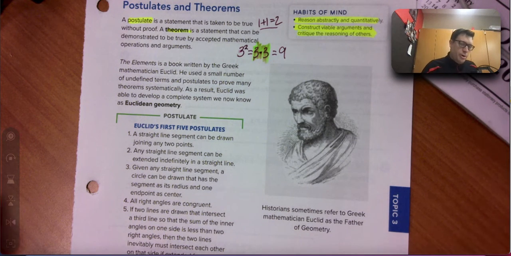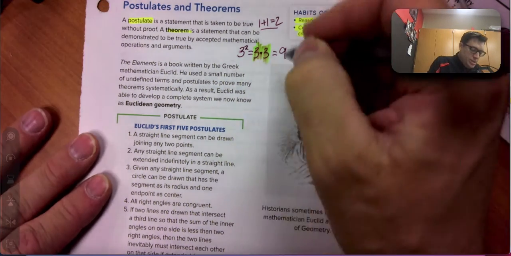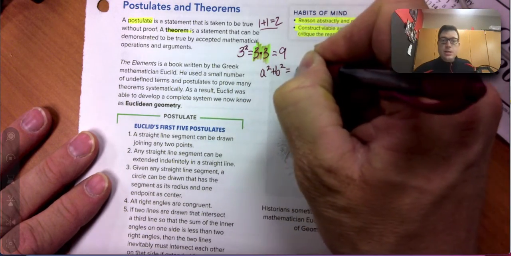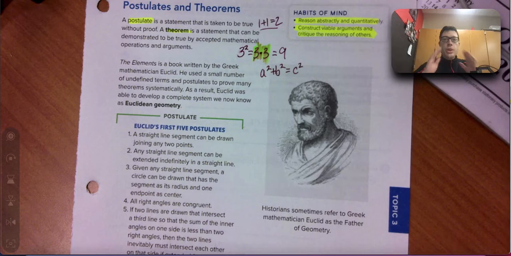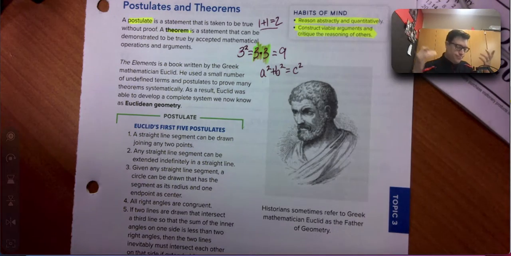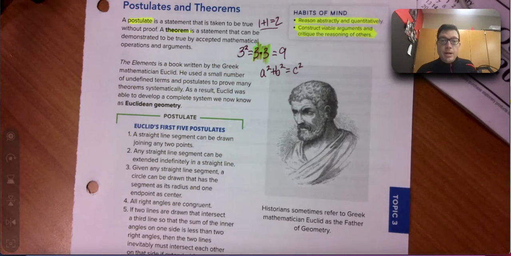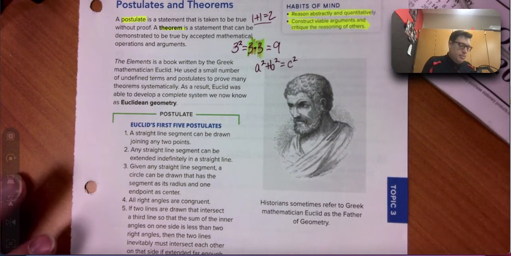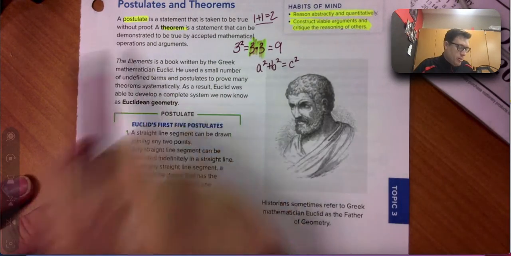Here's another theorem that you need to know. A squared plus b squared equals c squared. That's literally the Pythagorean theorem. Theorem because it's a statement that can be demonstrated true by accepted mathematical operations and arguments.